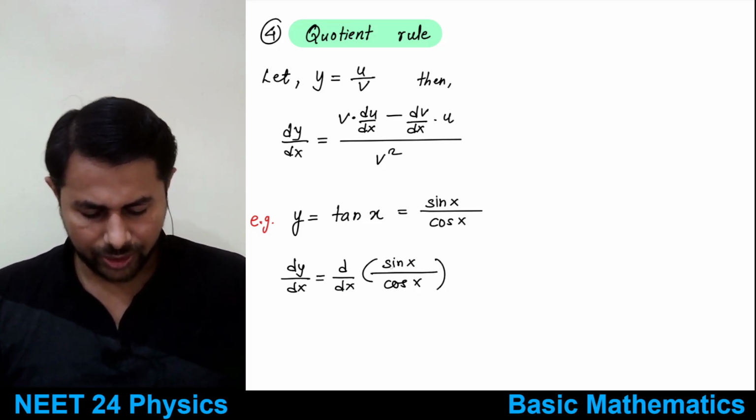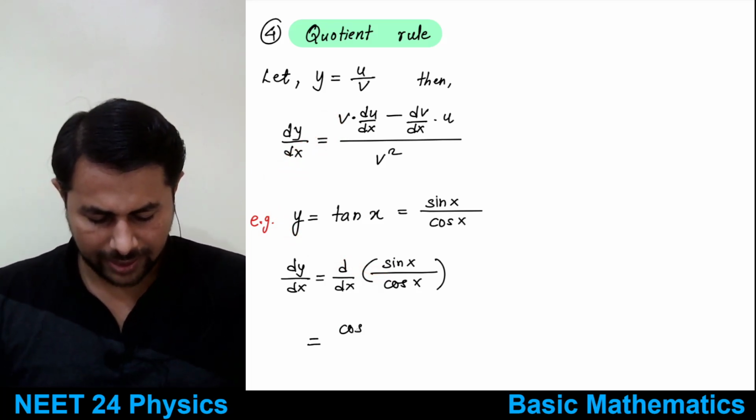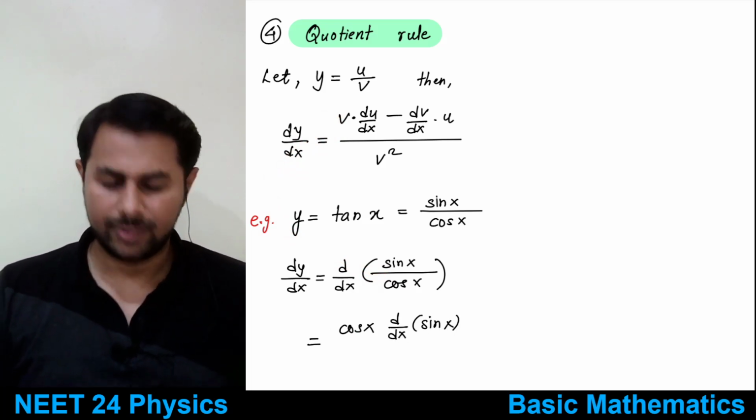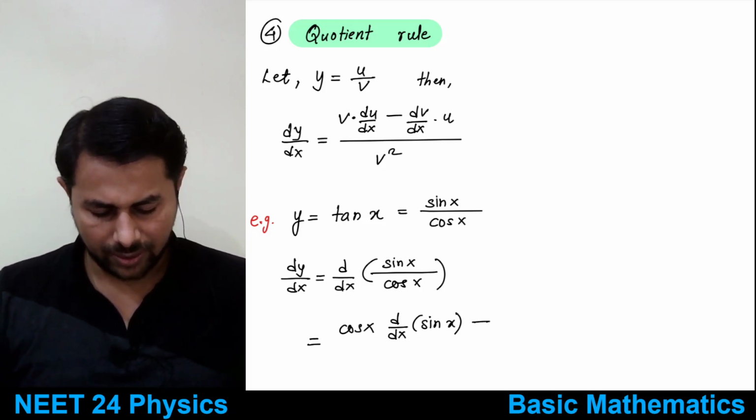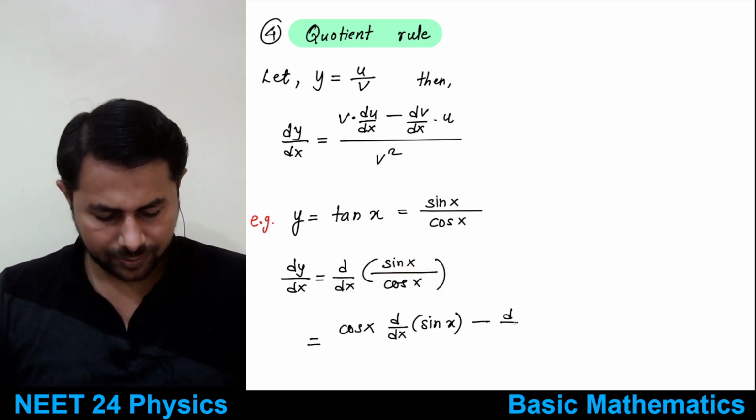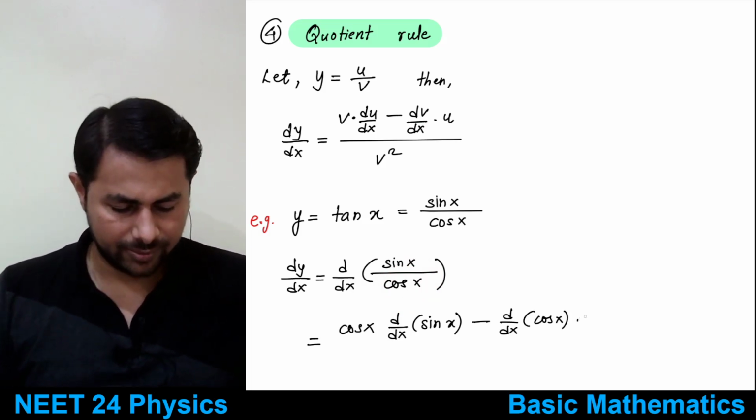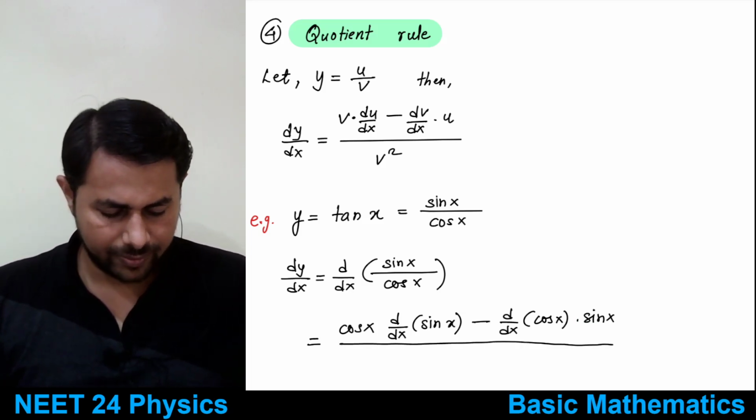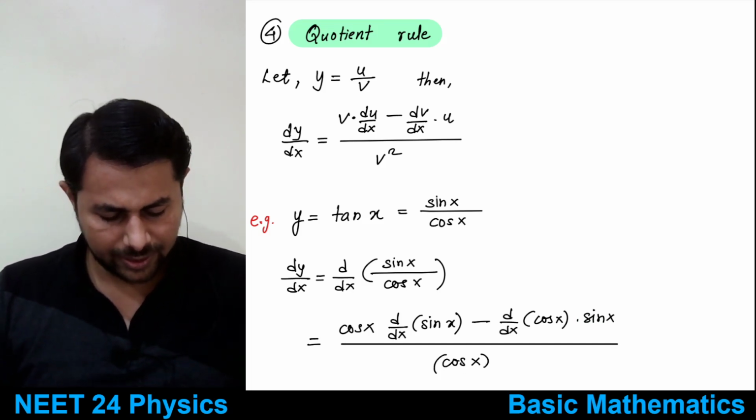So what does our quotient rule say? Start with the denominator, write the denominator. So it is cosine of x multiplied by d by dx of sin x, and minus the derivative of the denominator, d by dx of cos x, multiplied by the numerator as it is, sin x, and in the denominator there is cosine of x square.